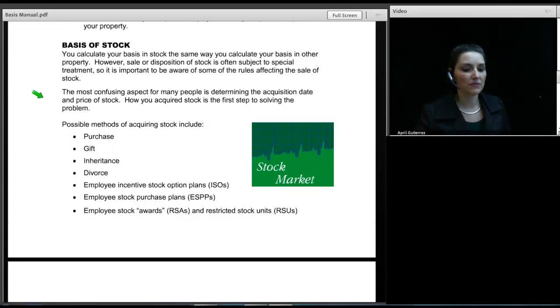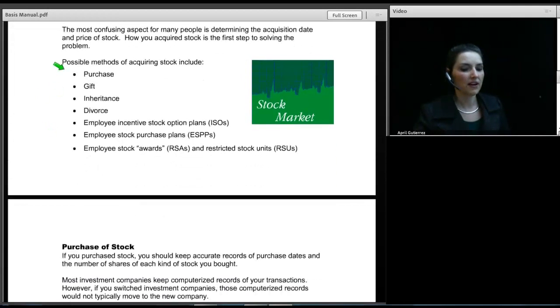Now, there are different possible methods for acquiring stock, and these include just outright purchasing it, getting it as a gift, inheriting it, divorce. My spouse owned it, I divorced him, and I got half of everything he had, including half of his stock portfolio. Also employee incentive stock options, or ISOs, employee stock purchase plans called ESPPs, employee stock awards, or RSAs, as well as restricted stock units, RSUs.